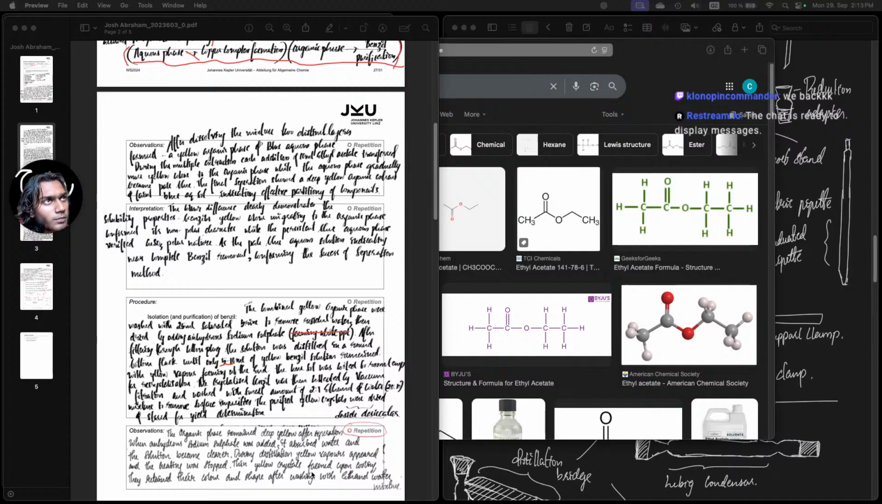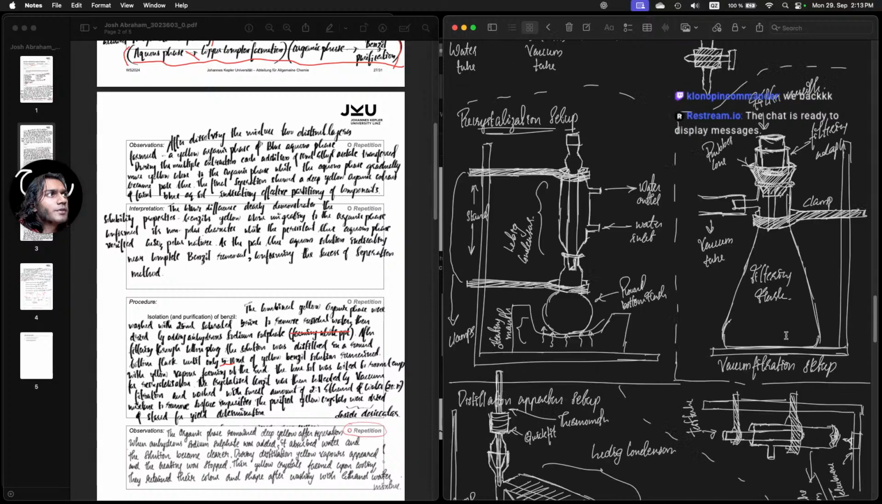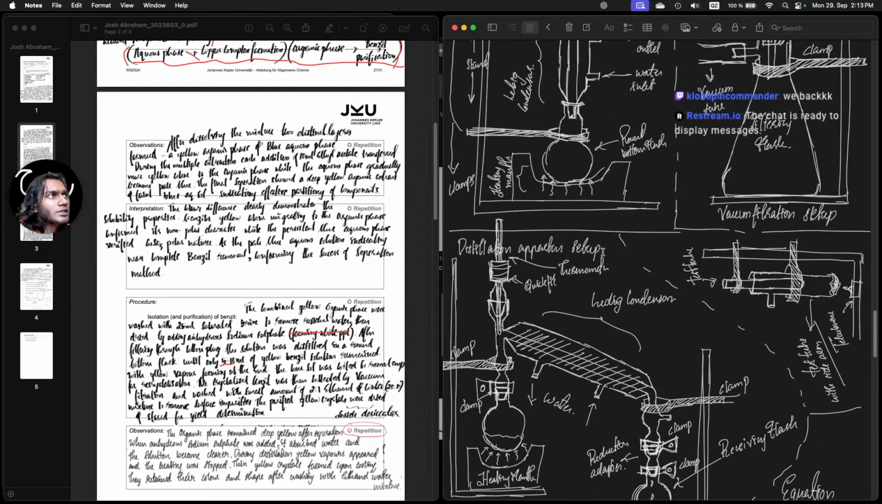We're talking about benzil, which is part of the organic phase. Benzil crystals. So this undergoes the recrystallization setup. This is the recrystallization setup. This is the vacuum filtration setup. This is the distillation apparatus setup.